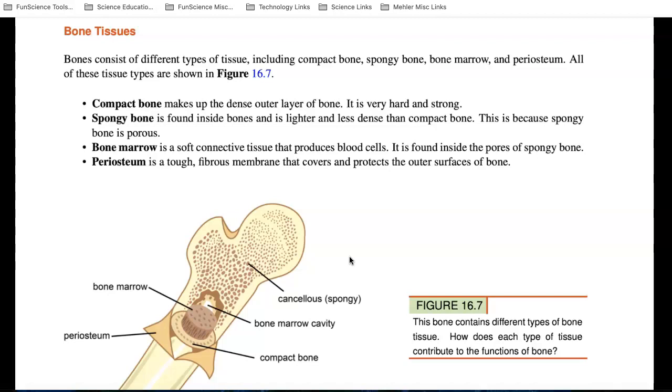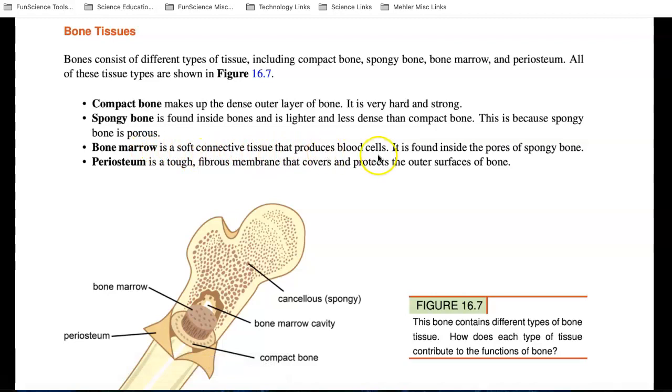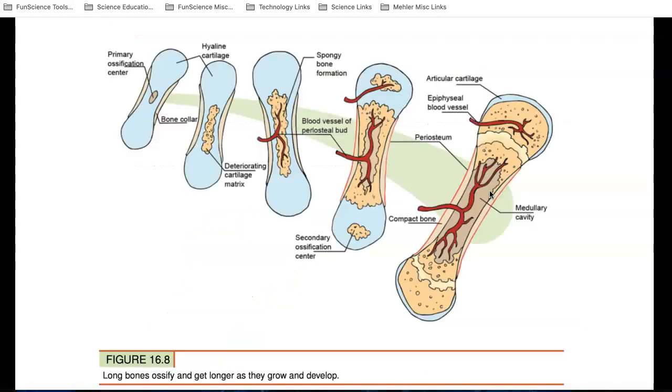So bone tissues consist of four main types of bone: compact bone, spongy bone, bone marrow. Now take a look at where the bone marrow is here. And it's important that you know where bone marrow is. That's the soft connective tissue that produces blood cells. Bone cells, incredibly important, but they make red blood cells, which basically feed oxygen to all of our cells. The periosteum, which is a tough fibrous membrane. So make sure you know those parts and where they're contained.